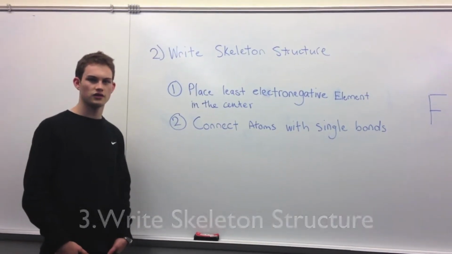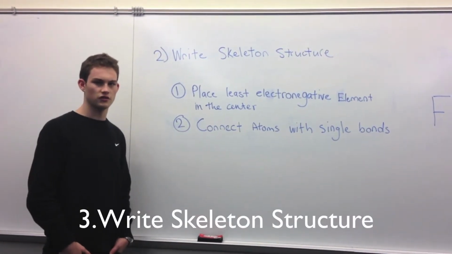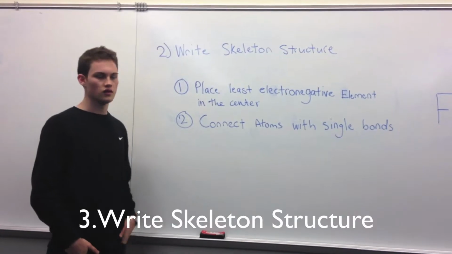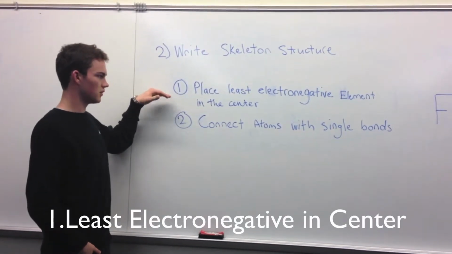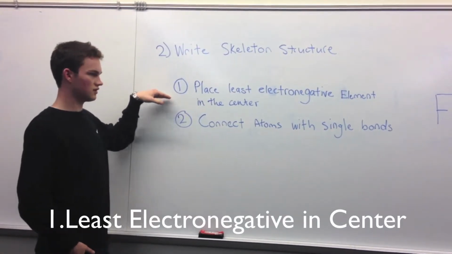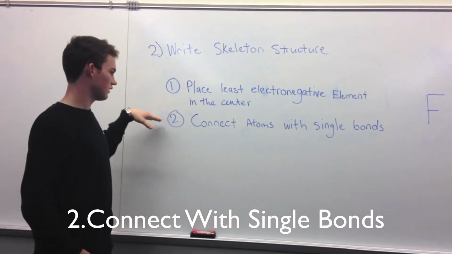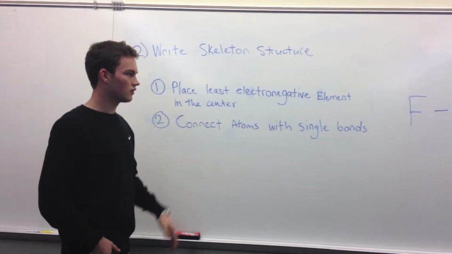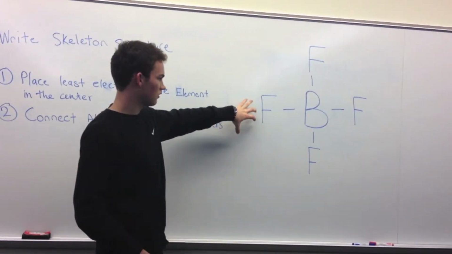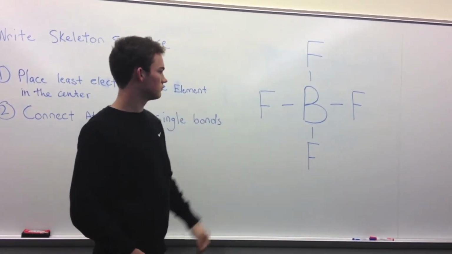Okay, so now we're going to draw the basic skeletal structure for BF4-. First step is to place the least electronegative element in the center. Electronegativity measures the tendency of an atom to attract electrons. Always remember to put the least electronegative element in the center of your Lewis dot structure. Then you're going to want to connect atoms with single bonds. So you're just going to have a basic structure with single bonds.